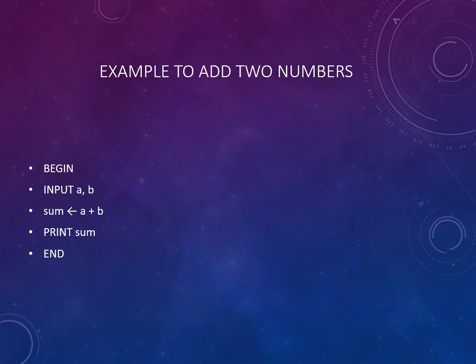This is an example of pseudocode to add two numbers. Begin. This tells us that our algorithm is starting. Next, input a, b. We ask the user to enter two numbers. Then here we add the two numbers. The arrow means assign, store that value. Print sum. Now display the answer. Then the algorithm finishes.